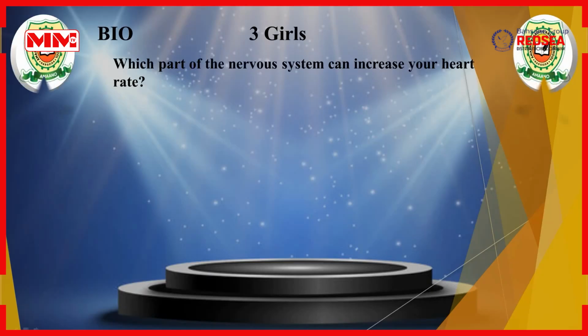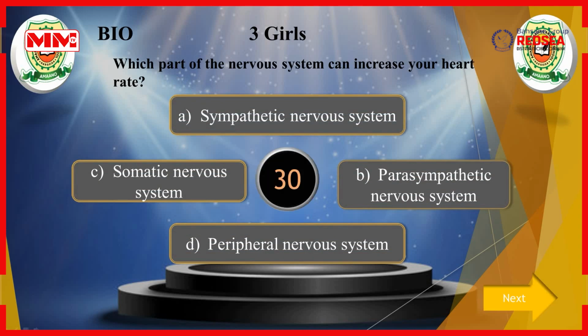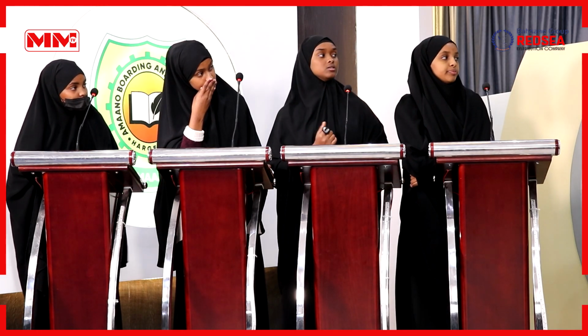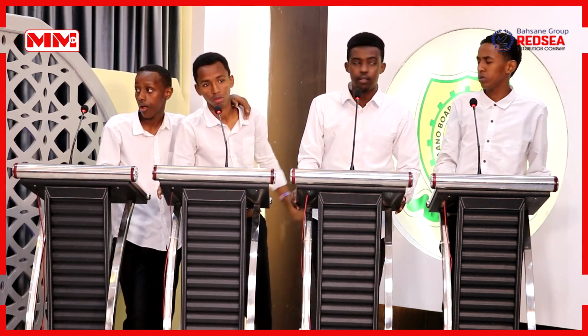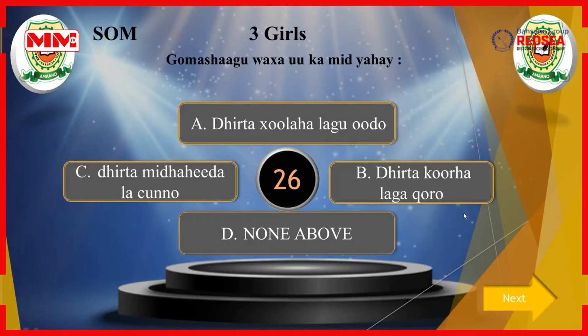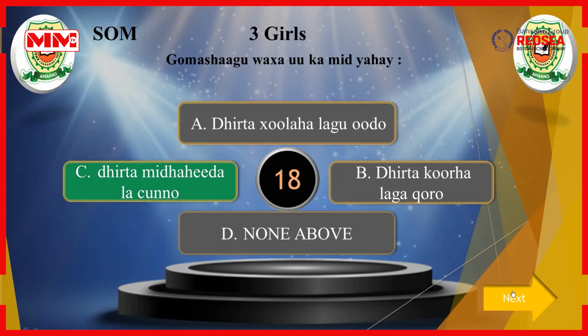The girls, biology. What part of the nervous system can increase your heart rate? Yes? A. A. Yeah, that's correct. Boys, Somali. C. That's correct for the boys. C. C. That's correct for the girls.